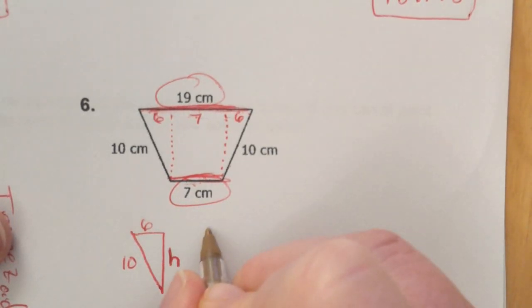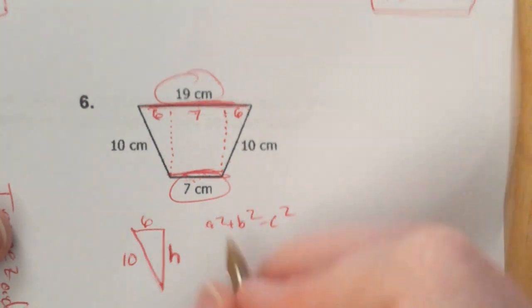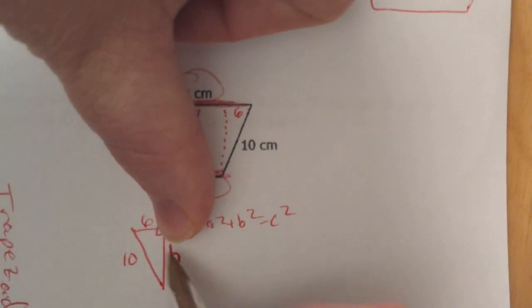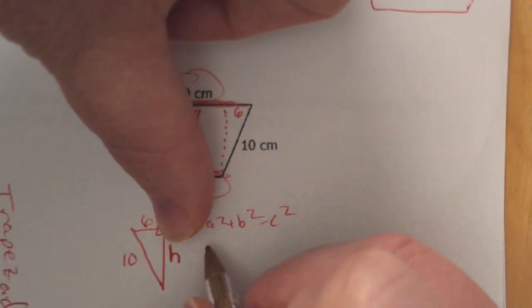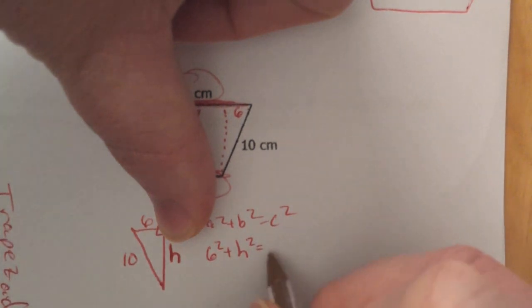So a squared plus b squared equals c squared. Put your finger on the right angle, and the two sides you're touching are a and b. It doesn't matter which one's which. So I go 6 squared plus h squared equals the one side you're not touching, 10 squared.